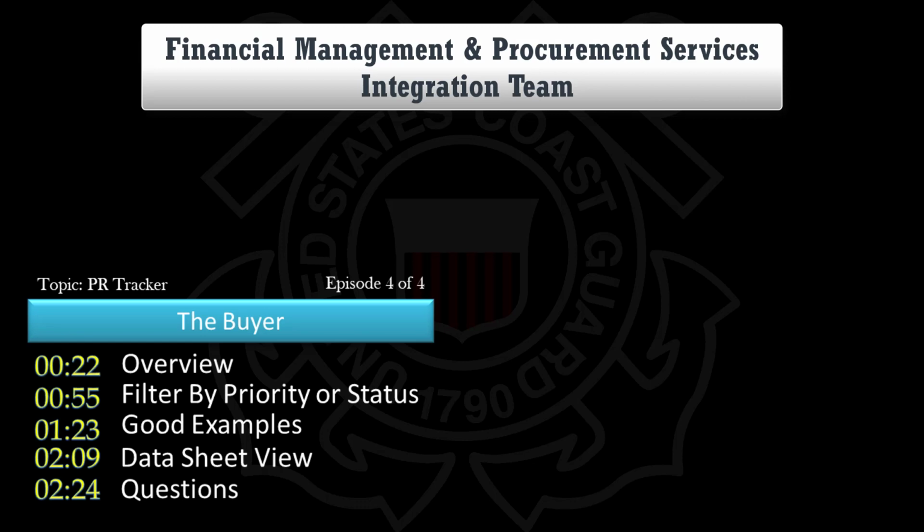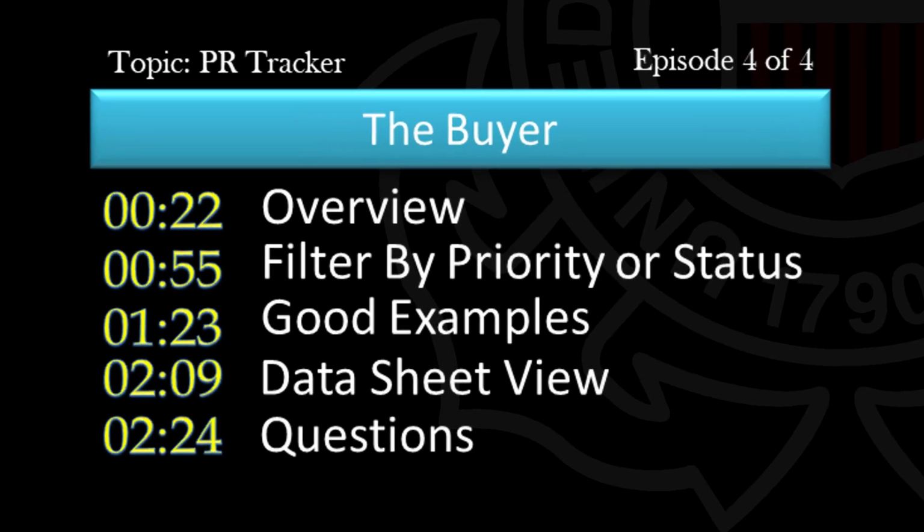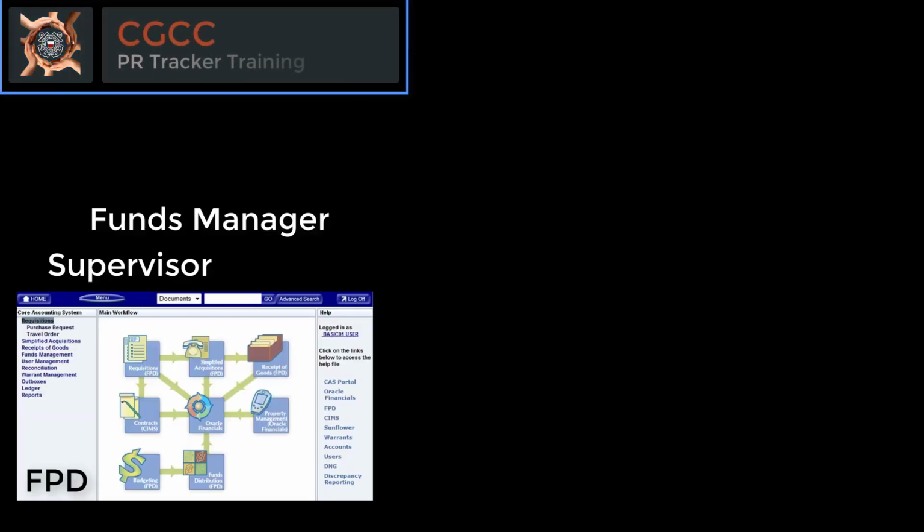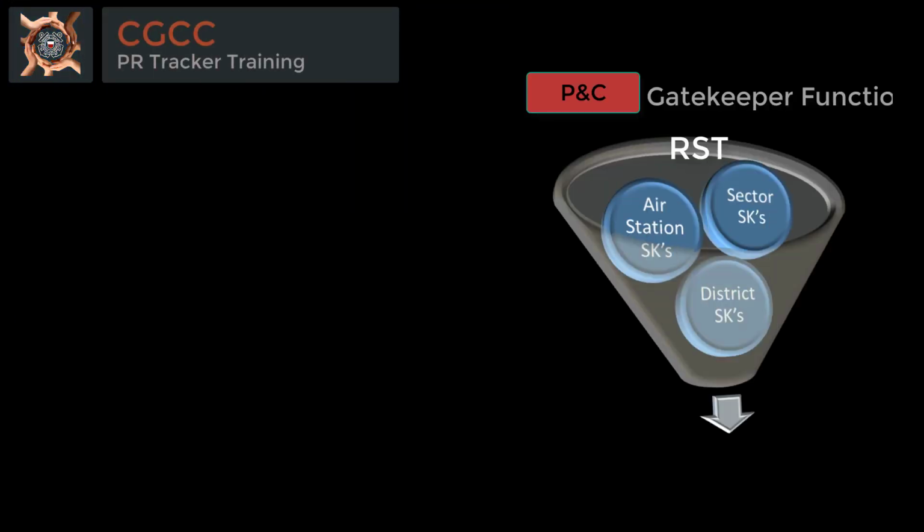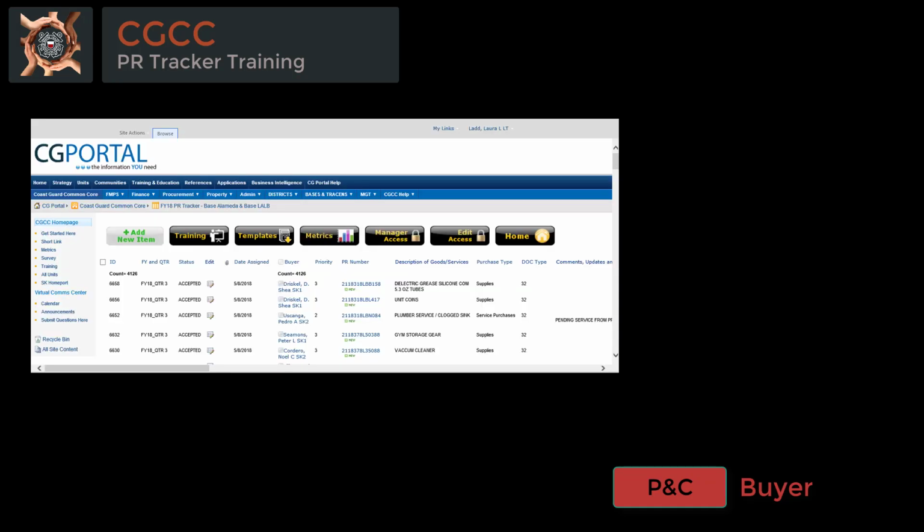We are the FMPS integration team. Today we are focusing on PR trackers and specifically the role of the buyer. Once a customer submits a PR and FPD, a member performing the gatekeeper function will assign that PR to a buyer in the Coast Guard Common Core PR tracker for processing.